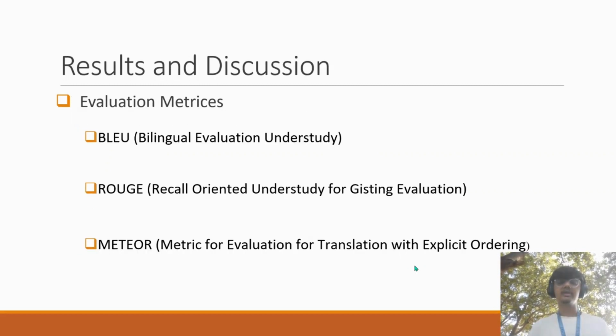What were the results and discussion? Basically, these are the evaluation metrics that we have used for the LSTM: the BLEU score, ROUGE, and the METEOR score. This actually gives us the result of whether the caption generated and the actual caption are matching or not. So that's it from my side. Now Christian will explain the rest of the slide.